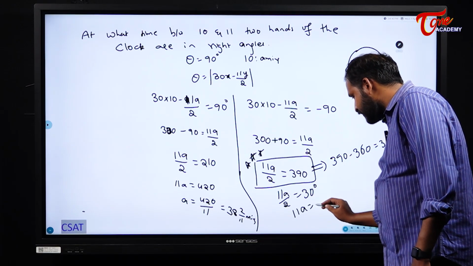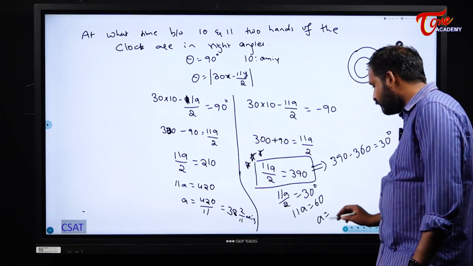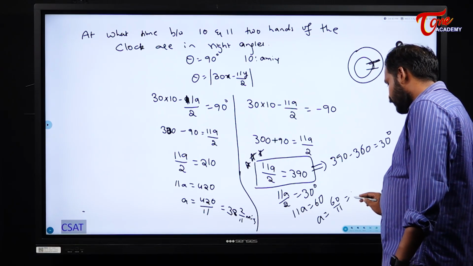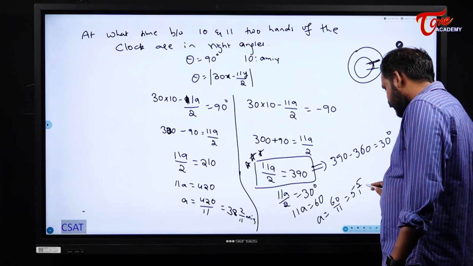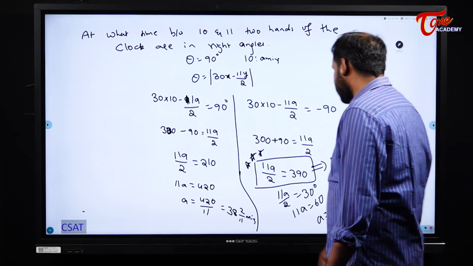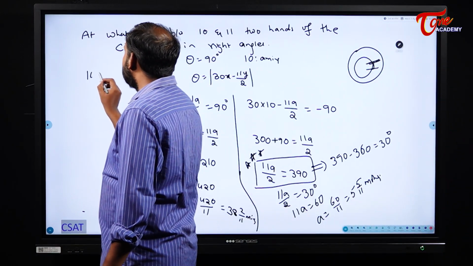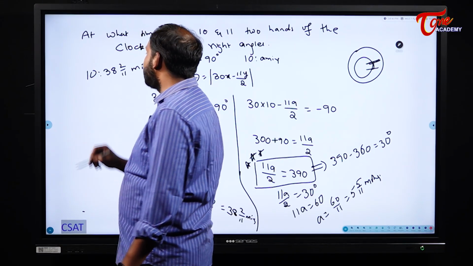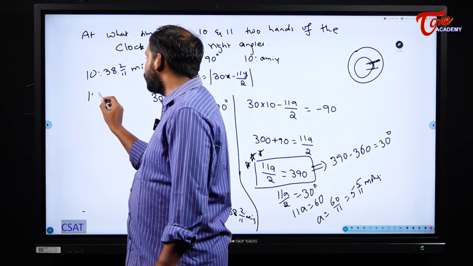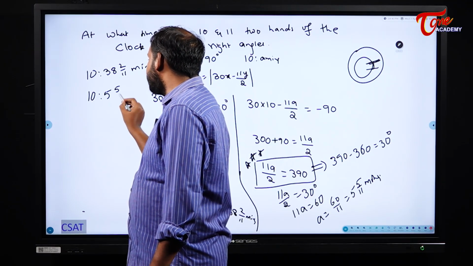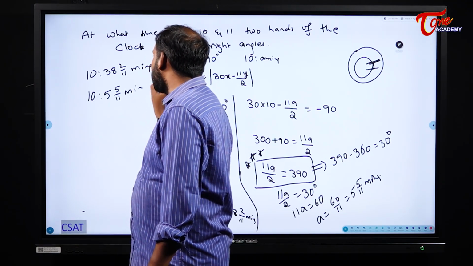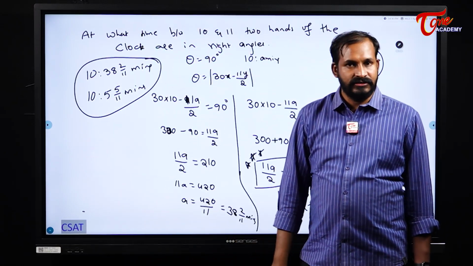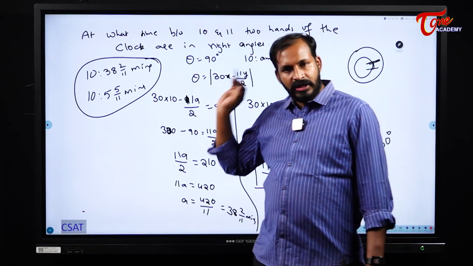So now what happens to this one? 11a is equal to 60. A is equal to 60 by 11, so 5 by 11 minutes. So both the answers are correct. At 10 o'clock, 38 2 by 11 minutes, the two hands of the clock will be at 90 degrees, and at the same time, at 10 o'clock, 5 by 11 minutes also, the two hands of the clock will be in right angles.